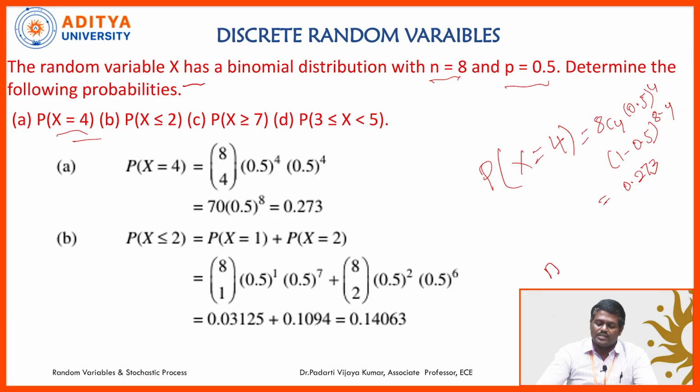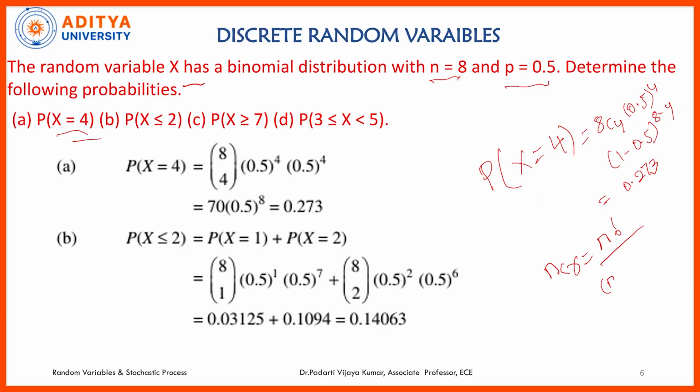We know the nCr formula: n factorial divided by (n minus r) factorial into r factorial. We need to apply this formula for computing 8C4. So, the value we will get is 0.273.